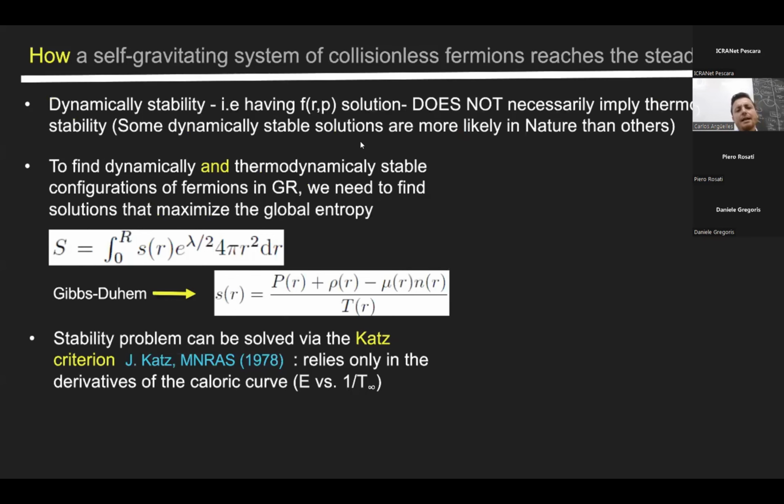Therefore, having a phase space distribution solution, so that's the one for Fermi type, does not necessarily imply that the solution is thermodynamically stable. In order to find dynamically and thermodynamically stable configurations in general relativity, we need to find solutions that maximize the global entropy, meaning the entropy, which is the capital S, integrating the Gibbs-Duhem entropy density, which accounts for the pressure and density terms, as well as the chemical potential. So for the stability problem, once we have an expression of the global entropy, that in this case we have, because as I've shown here, we have the specific expression of pressure and density and particle number density and temperature, because we have it from the equations that we have solved before.